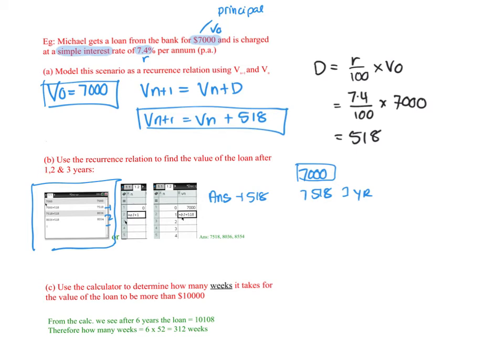Okay, now it says use the calculator to determine how many weeks it would take the loan to be more than 10,000. So you are already up to 3 years with 8,000. Just keep pressing enter and you'll see that at 6 years the loan is 10,108. The question said how many weeks. I might convert it. Don't worry, I think it was a bit of a mistake. Just say how many years. 6 years is fine.